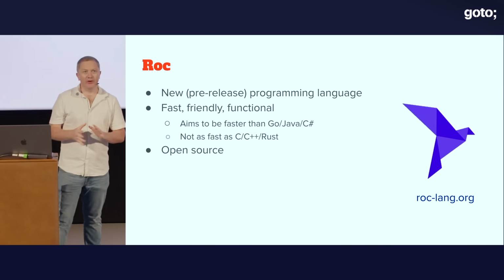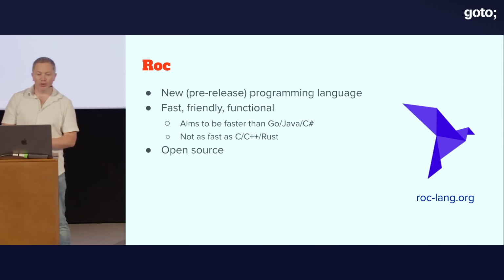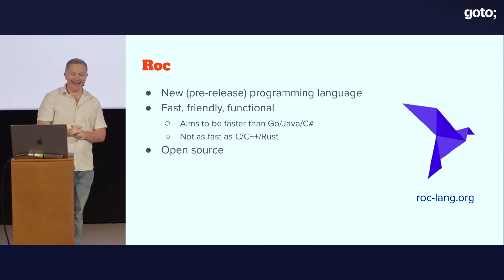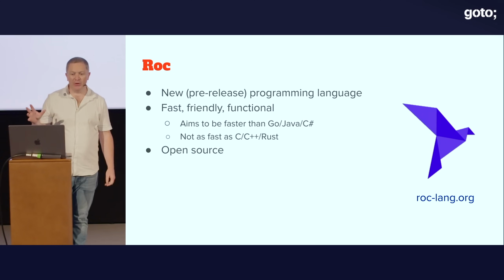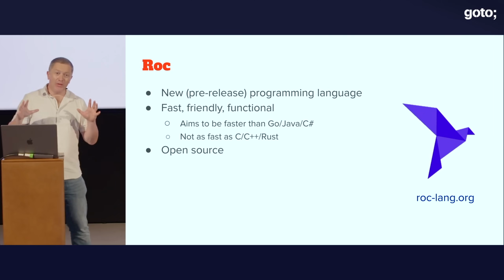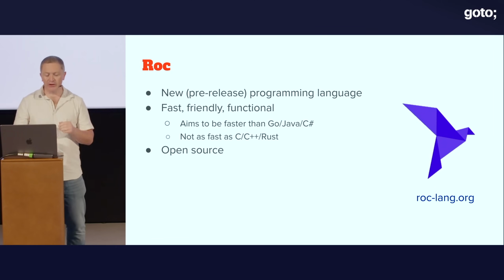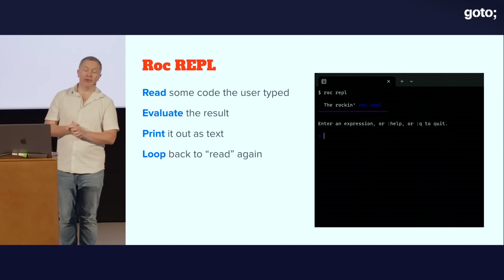So the context for this is an open source project called Roc, which is a new programming language, and it's fast, friendly, and functional is the tagline we have. So it aims to be faster than the garbage collected languages like Go and Java and C# and so on, but not quite as fast as C and C++ and Rust. A language project is a huge thing, and there's lots of sub-projects within that, and we're going to talk about one of those. In particular, we're going to focus on the Roc REPL.